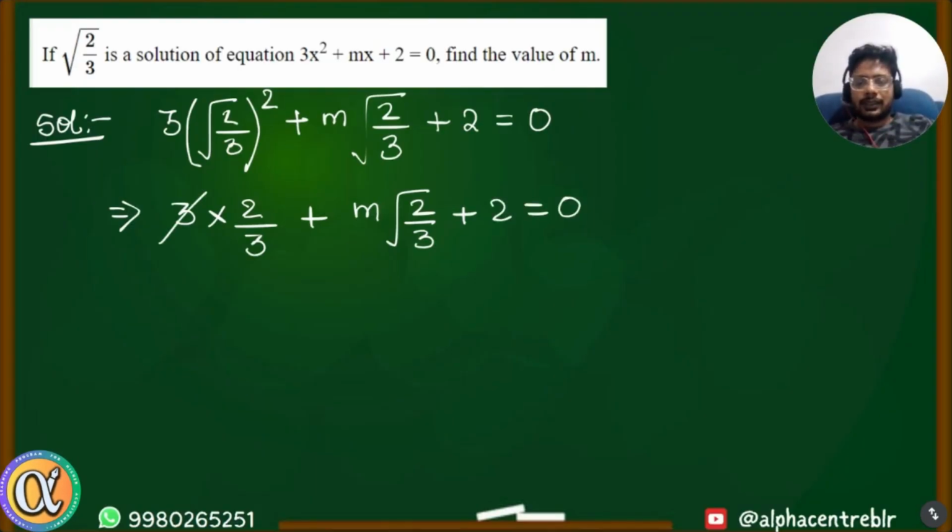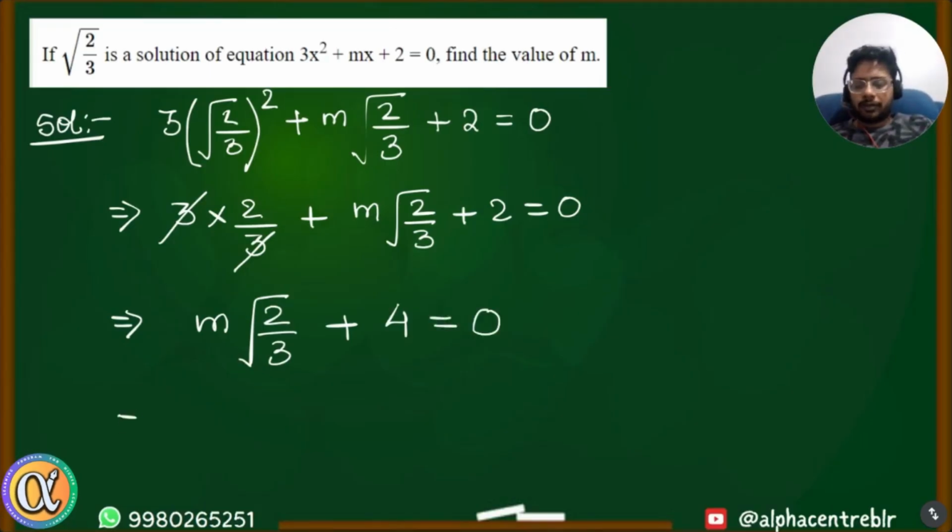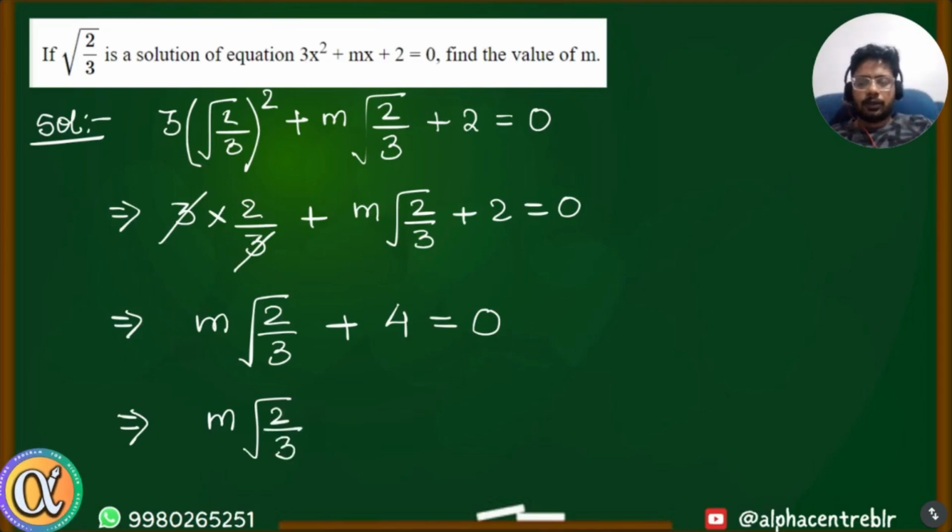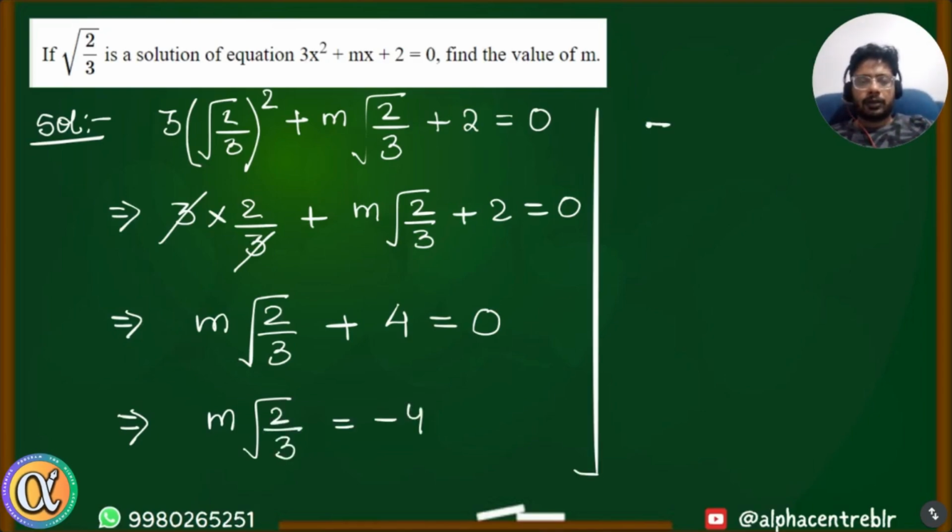We can cancel this and this. Therefore, m times root 2 by 3 plus, now add these two numbers, 2 plus 2, 4, plus 4 is equal to 0. We can simplify further by taking 4 to the other side and then cross multiplication. So m into root 2 by root 3 again is equal to minus 4. Therefore m is equal to minus 4 root 3 divided by root 2.